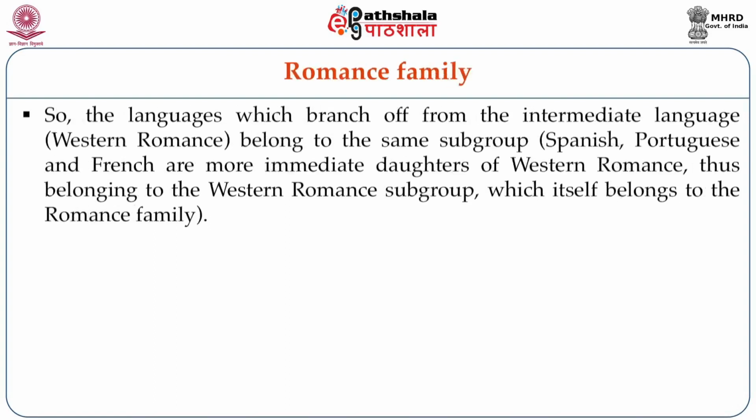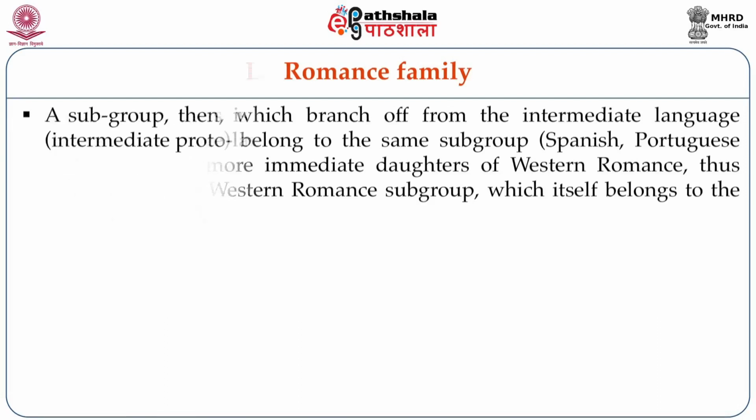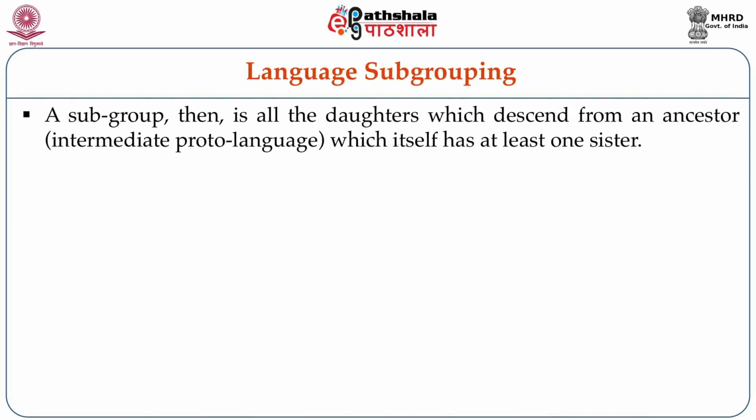The languages which branch off from the intermediate language, in this case Western Romance, belong to the same subgroup. Spanish, Portuguese and French are more immediate daughters of Western Romance, thus belonging to the Western Romance subgroup, which itself belongs to the Romance family. So a subgroup is all the daughters which descend from an ancestor, an intermediate proto-language, which itself has at least one sister.